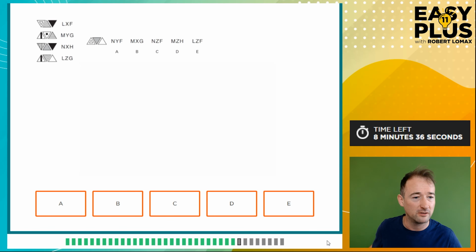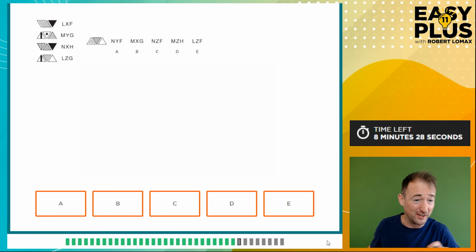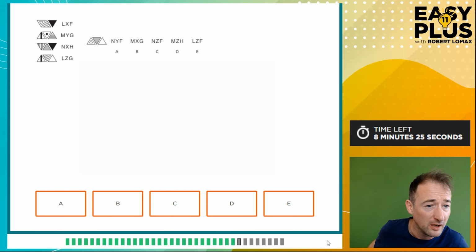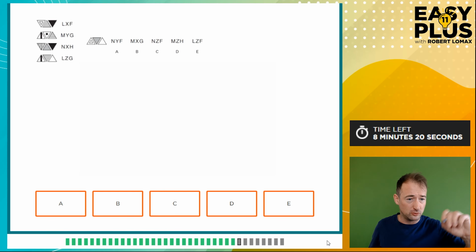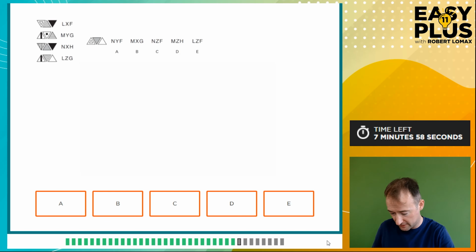Okay, left-hand column, LXF, MYG, LMNL. So what do these left-hand shapes say? What do these figures have in common? First one and last one. All they have in common that I can see is that the middle figure has stripes. So I think the left-hand letter tells you what pattern the middle figure has. We'll go with that. So in our question shape, the middle figure is grey. So our left-hand letter is going to match the third figure, so it's going to be N.